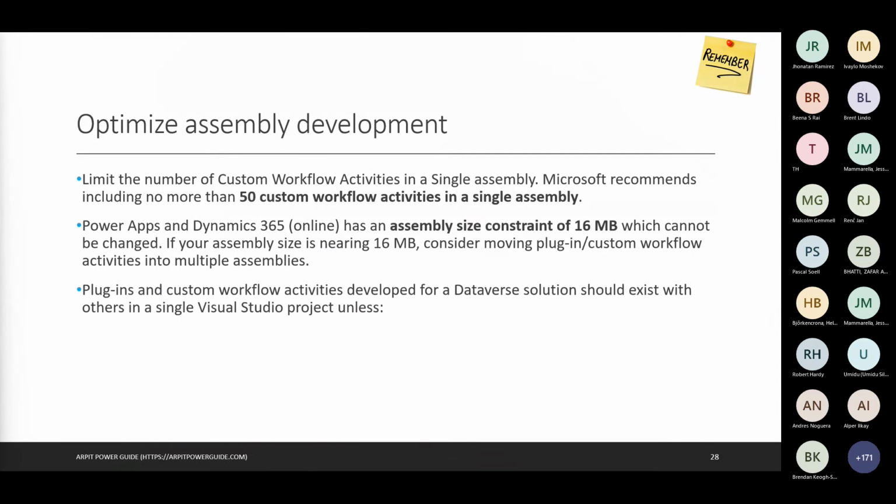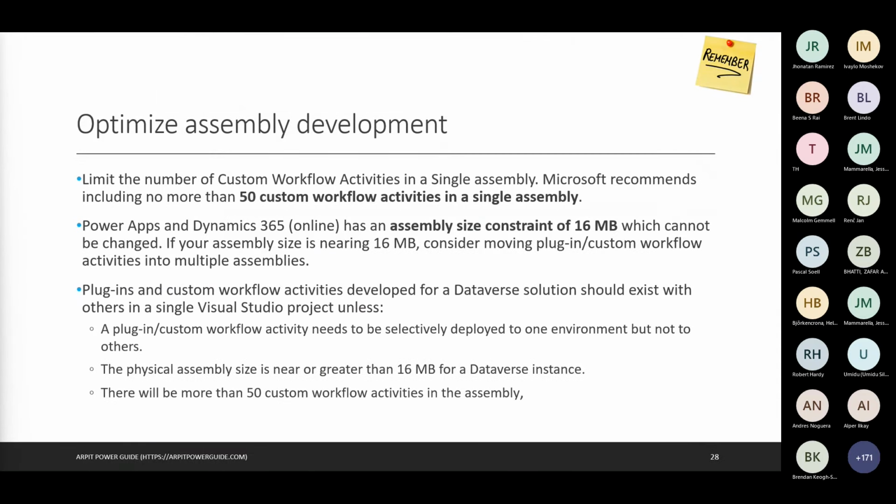Optimizing assembly development. This is also a very important thing. While you are doing development, writing your plugin code or custom assemblies, it is very important that your assembly size does not go beyond 16 MB, because sometimes what happens is we manage a single project to have all the custom code, like the custom workflows and the plugins. You can do it, and it's a best practice to do that also. But sometimes when the size goes beyond 16 MB, then it's not a good idea, so it's better to segregate your solution.